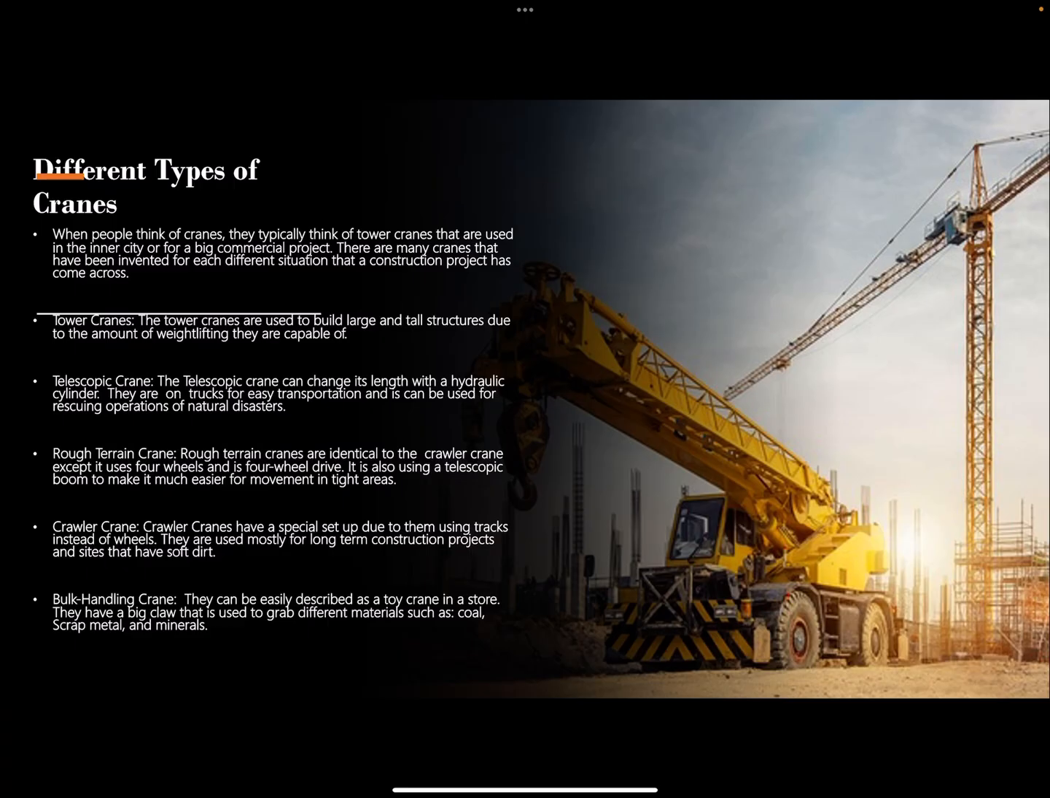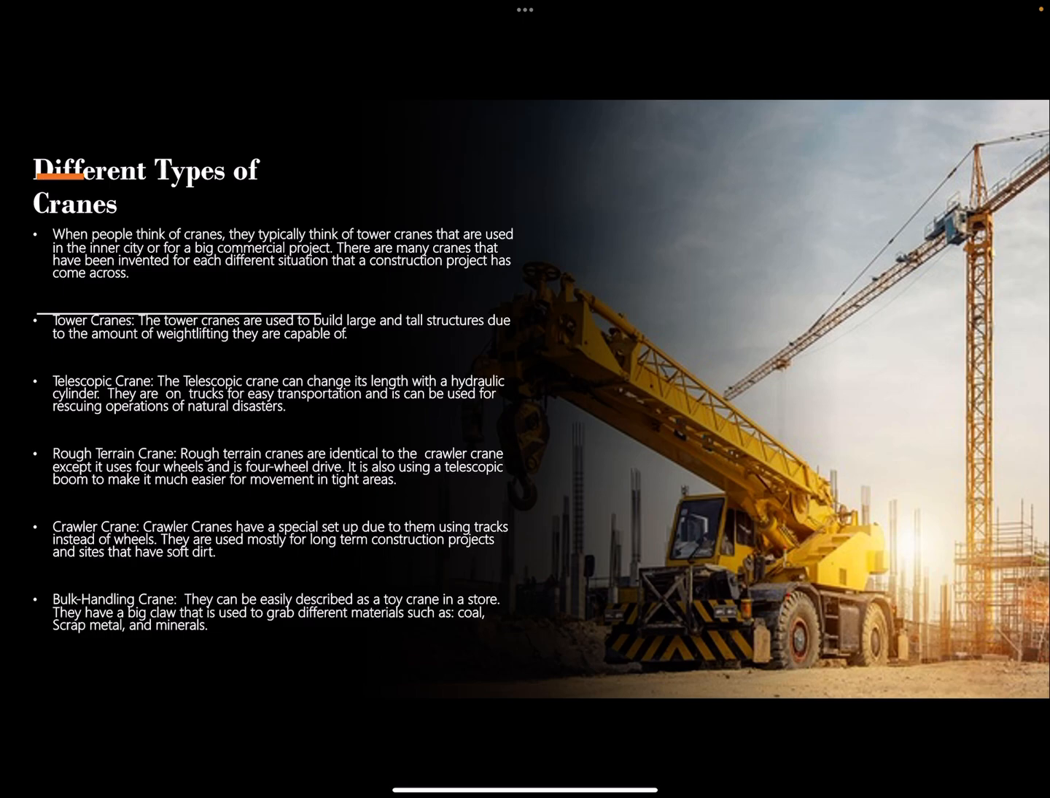There are many different types of cranes in the construction industry, and here's a few to name. Tower cranes are the big, tall cranes that are mainly located in downtown city areas for big projects and are usually built side by side of the project. Then we have the telescopic crane, which uses a hydraulic cylinder to change its length, and it's on a truck so it's easy to transport.